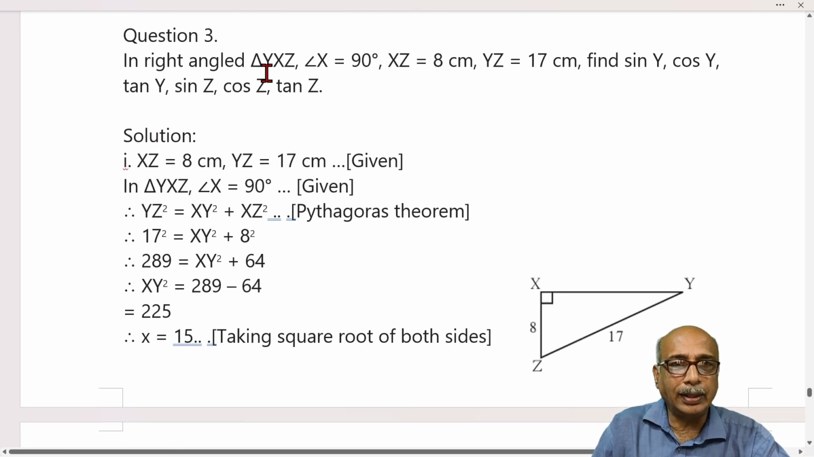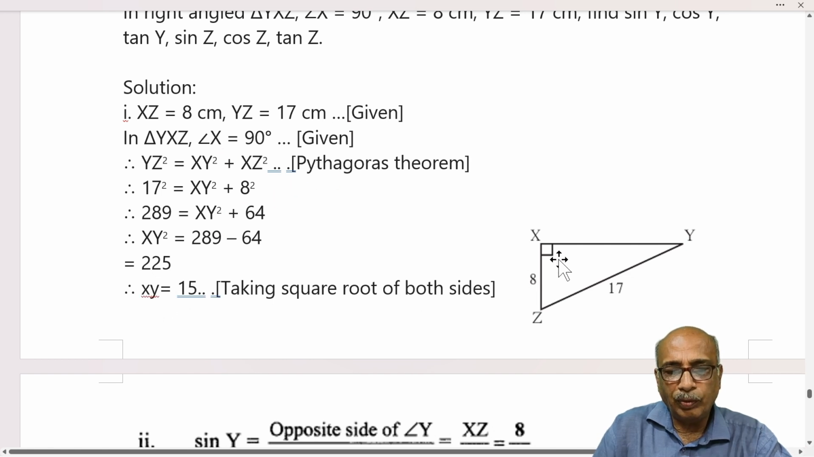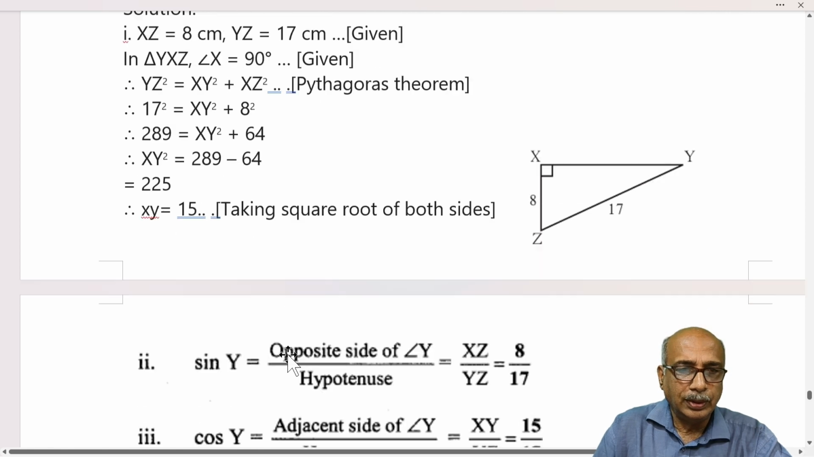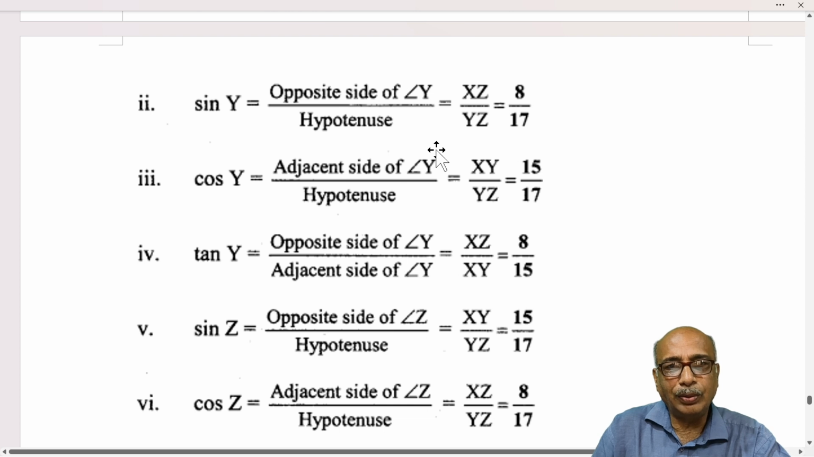Again, in a right angle triangle XYZ, angle X equals 90 degree, XZ equals 8 centimeter, YZ equals 17 centimeter. Find sin Y, cos Y, tan Y, sin Z, cos Z, tan Z. Again, substitute the values given. Apply Pythagoras theorem. XY equals 15. Apply trigonometric ratios. Sin Y equals XZ upon YZ equals 8 by 17.